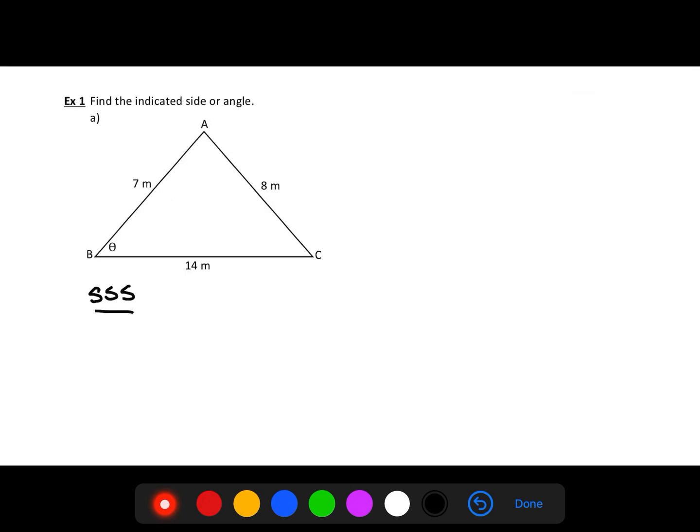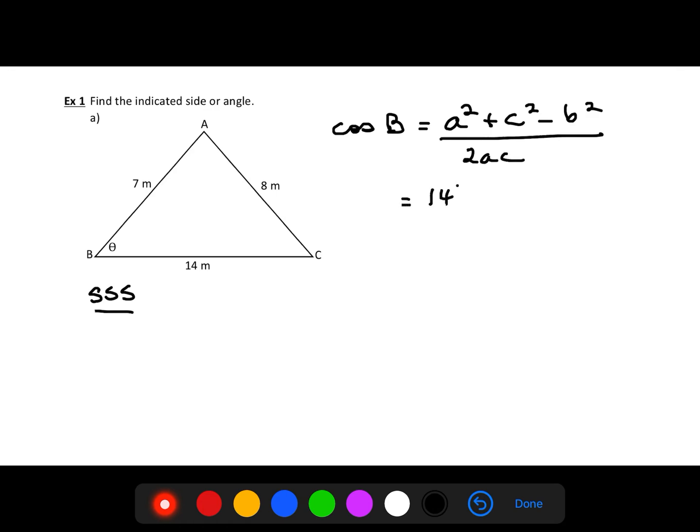So find the indicated side or angle in the following examples. The first one, we have a case of side, side, side. All we have are sides, which means we can't use sine law, so we have to use cosine law. And we have to use the angle form of the formula because we don't have any angles. We know all the sides, we need to find the angle. So we're going to use cosine of b. So we start with the other 2 sides squared and added together, subtracting the square of side b over 2ac.